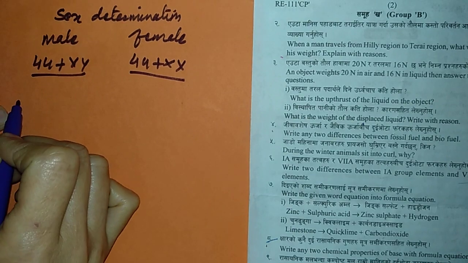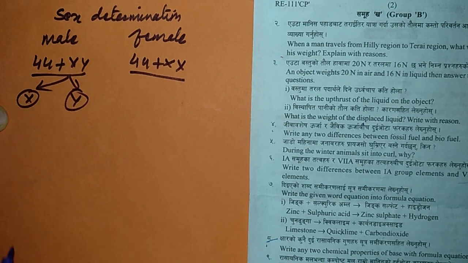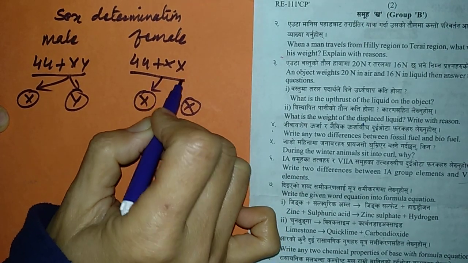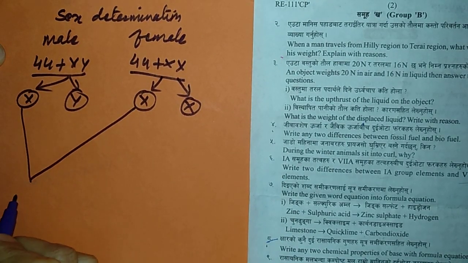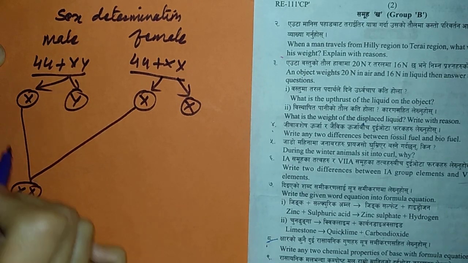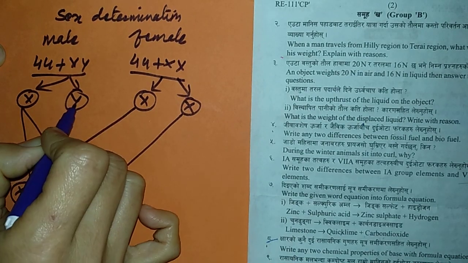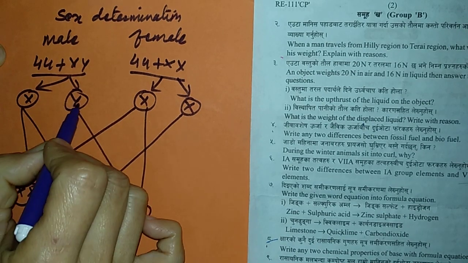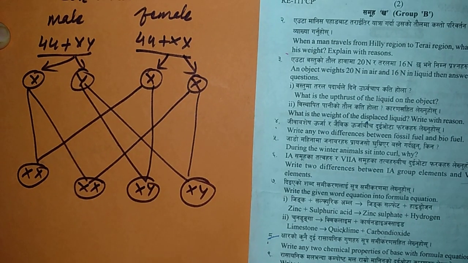Now male produces two types of gamete, X and Y. Female produces gametes X and X. During fertilization, this fuses with this one, it produces this individual. This fuses with this one, it produces this individual. This fuses with this one, this produces this individual. This fuses with this one, this produces this individual. So 4 individuals are produced over here, babies.